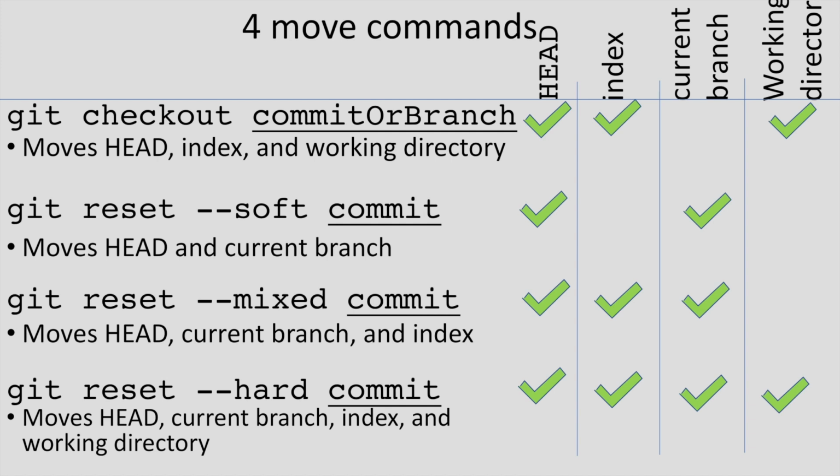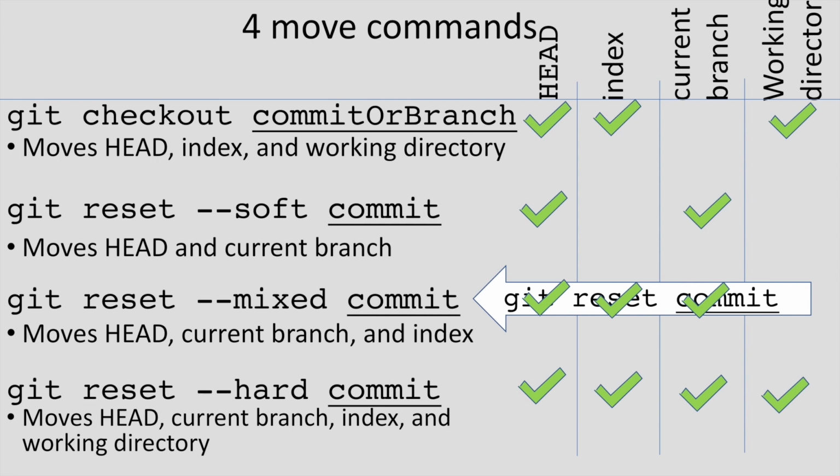Note that --mixed is default. If you run git reset commit, it is equivalent to git reset --mixed commit. In the reset commands, if you pass a branch, it is cast to the commit to which it points. But in git checkout, if you pass a branch, the command will actually attach head to the passed branch.